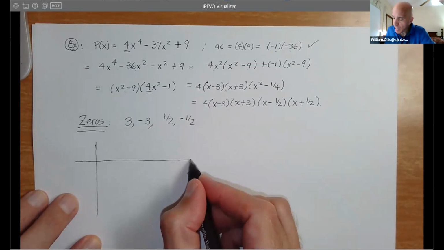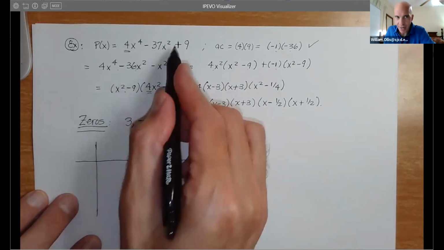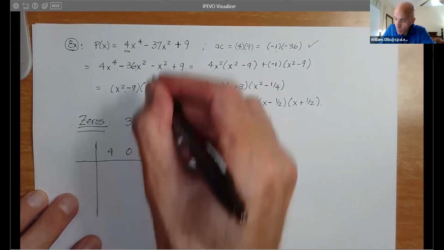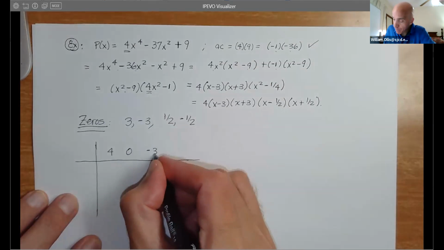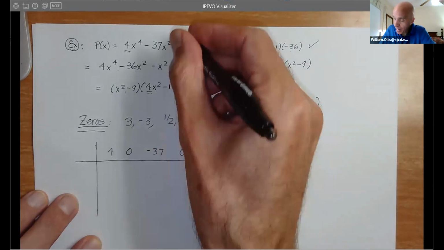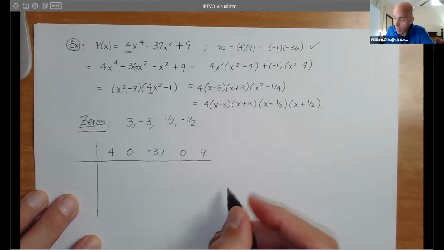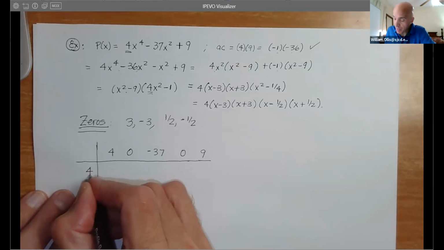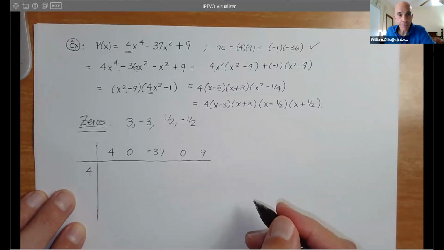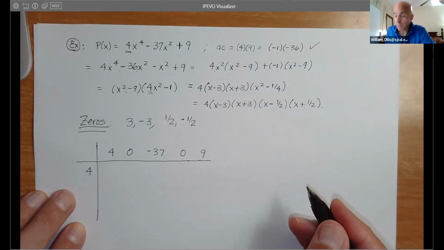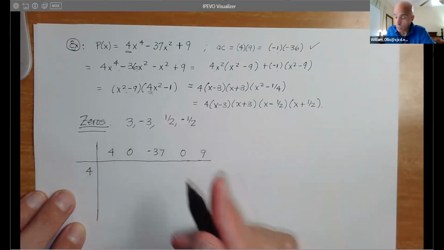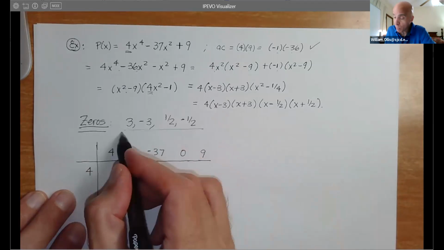The reason I'm using it is because the numbers are easy and we've got a nice even function. So we have 4, 0, because we don't have a cube term, negative 37, 0, and then a 9. Of course, no x term, so we need a placeholder. So I'm going to try the number 4 as a zero and see if I get the jackpot. And if I don't, does it tell me to keep going or to give up and try something else? So I'm, again, illustrating what we have here.